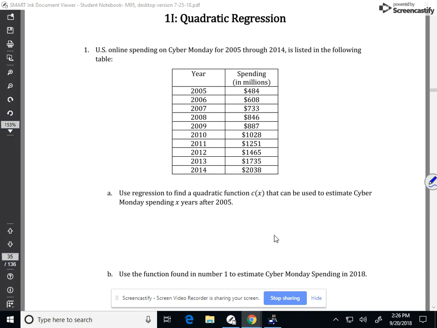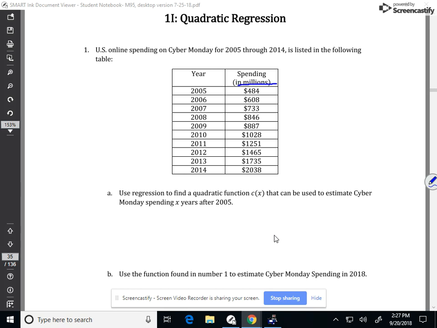So we use different types of regression in order to model situations. In 1I, we're looking at quadratic regression. Our example says U.S. online spending on Cyber Monday for 2005 through 2014 is listed in the following table. You can see that the years are listed in the first column, and then the amount of money spent in millions is listed in the second column.